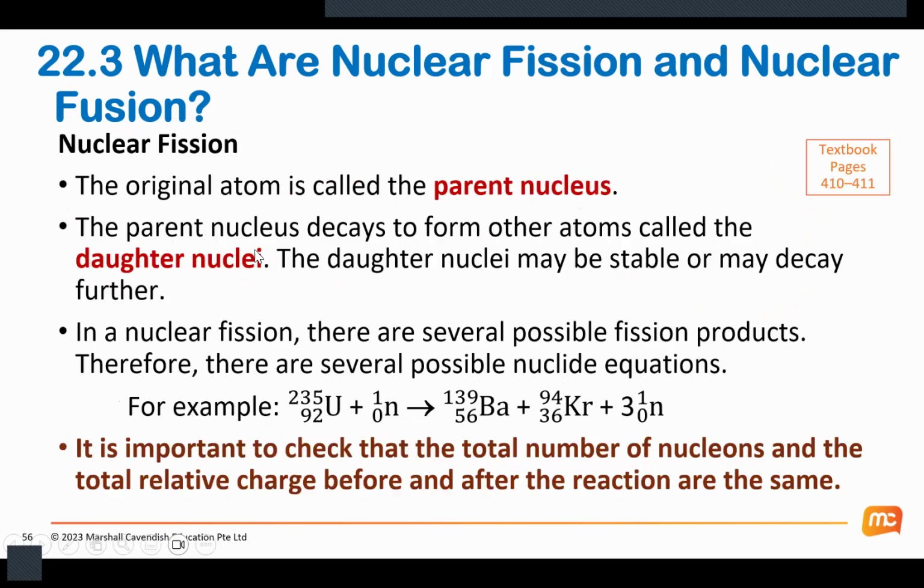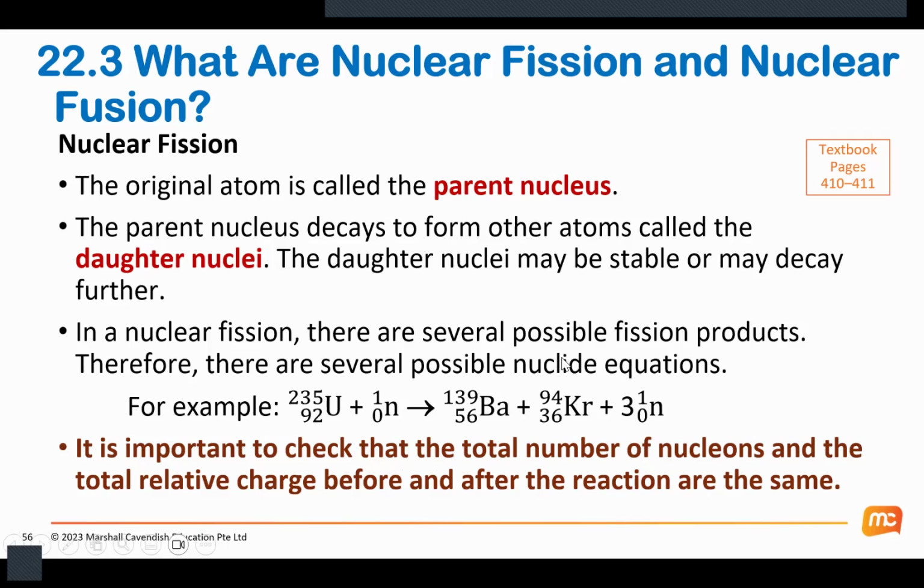There are certain terms that you need to know. The original atom is actually called the parent nucleus. After that, it gets split up. It doesn't just emit radiations like alpha, beta, gamma. It splits up into two smaller atoms, which are called the daughter nuclei. So the parent nucleus decays to form two daughter nuclei in this case. The daughter nuclei may be stable or unstable. If it's unstable, it will continue to further decay and release more energy. If it's stable, then it will just remain as it is.